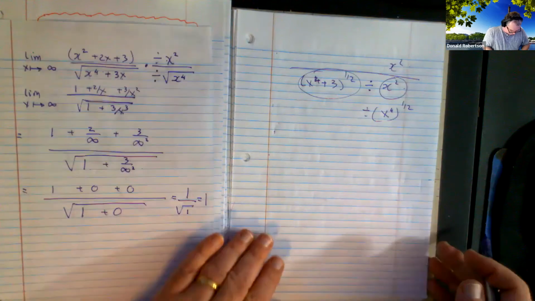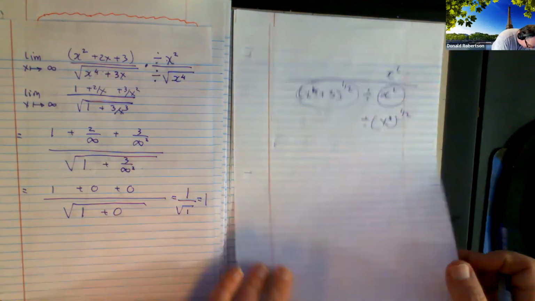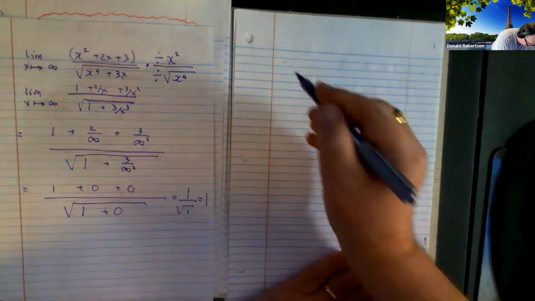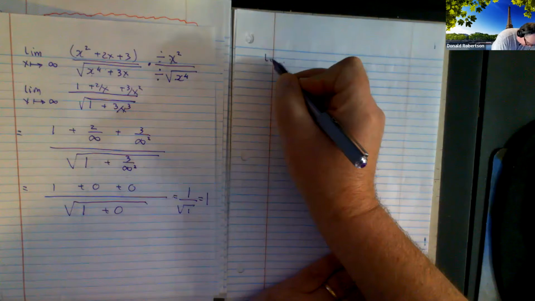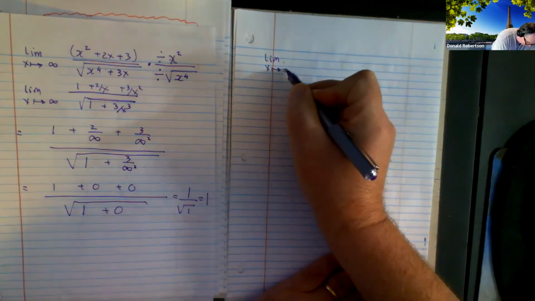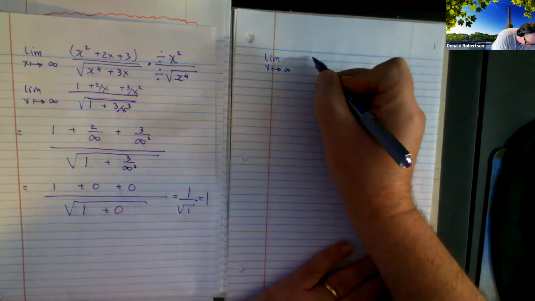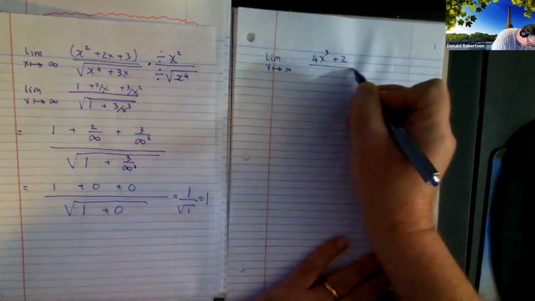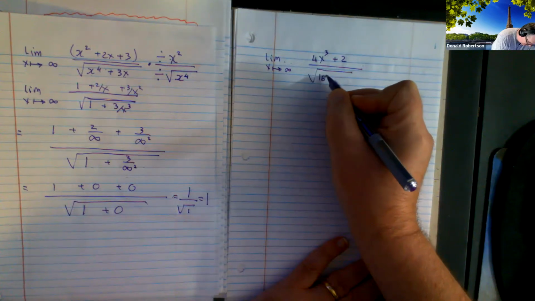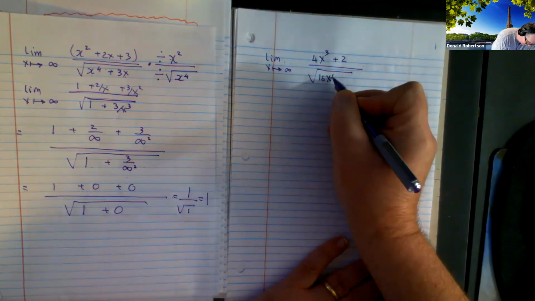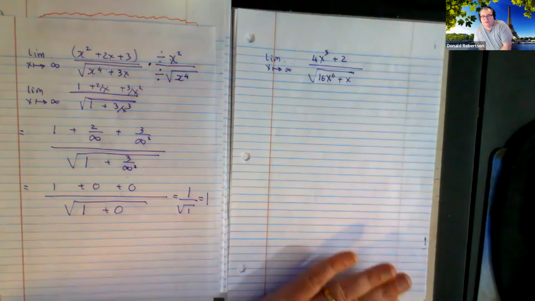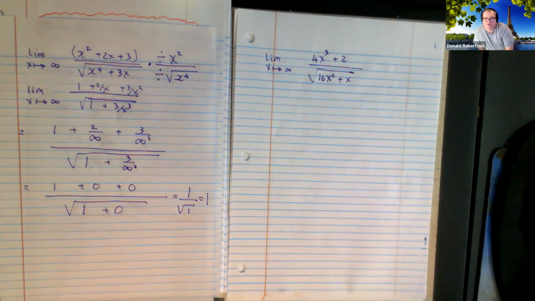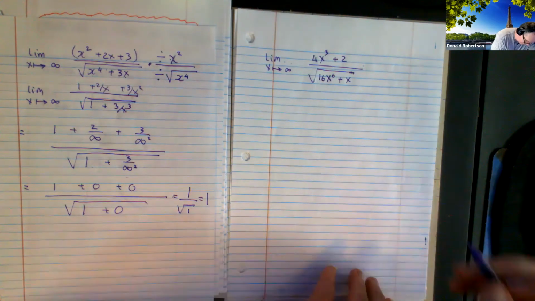Do another square root. Let's put numbers in as well, just to make it a little bit more interesting. Let's do 4x cubed plus 2 on the top, and the square root of 16x to the 6 plus x on the bottom. And we want to know what the limit as x tends to infinity of that fraction is.